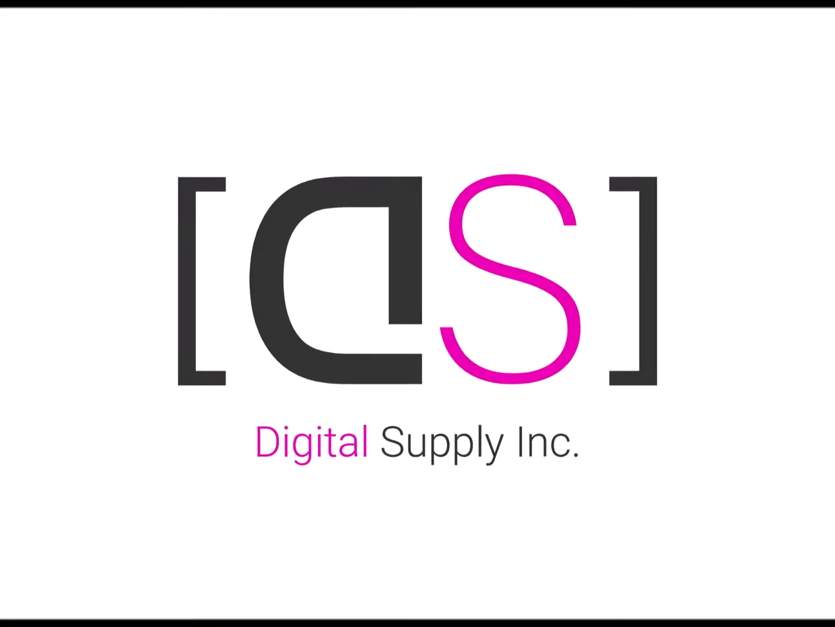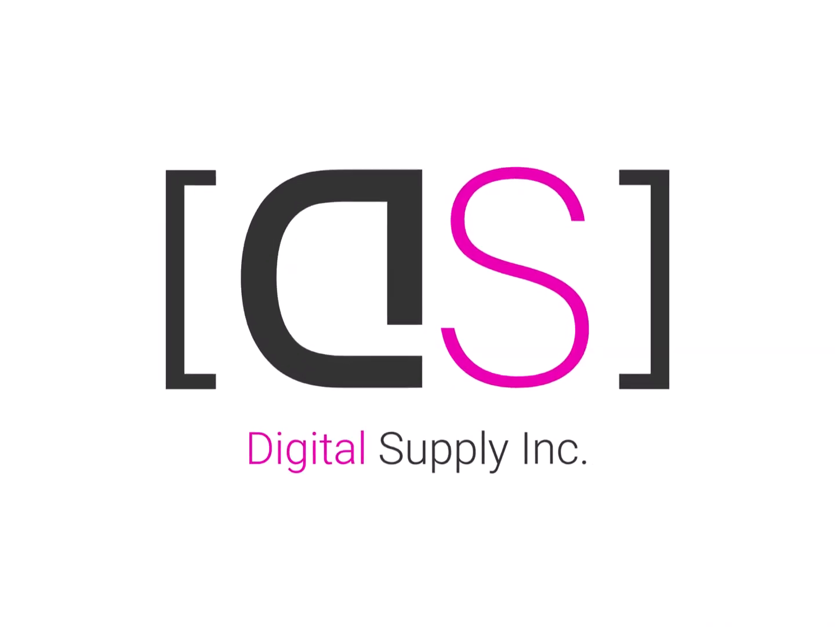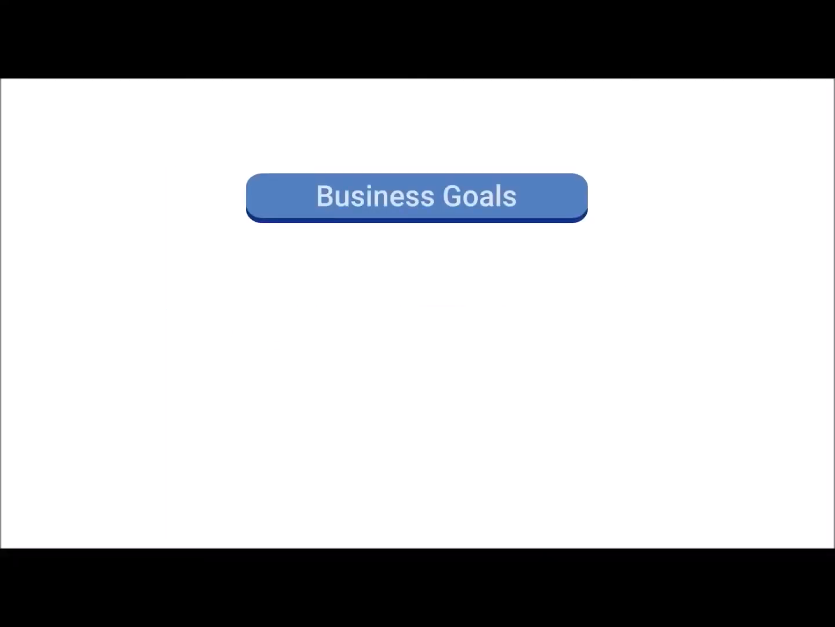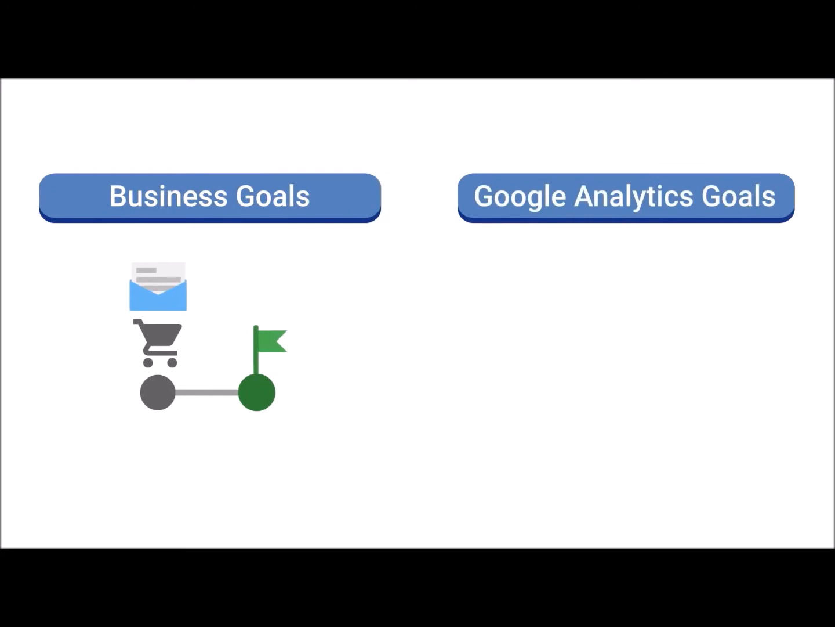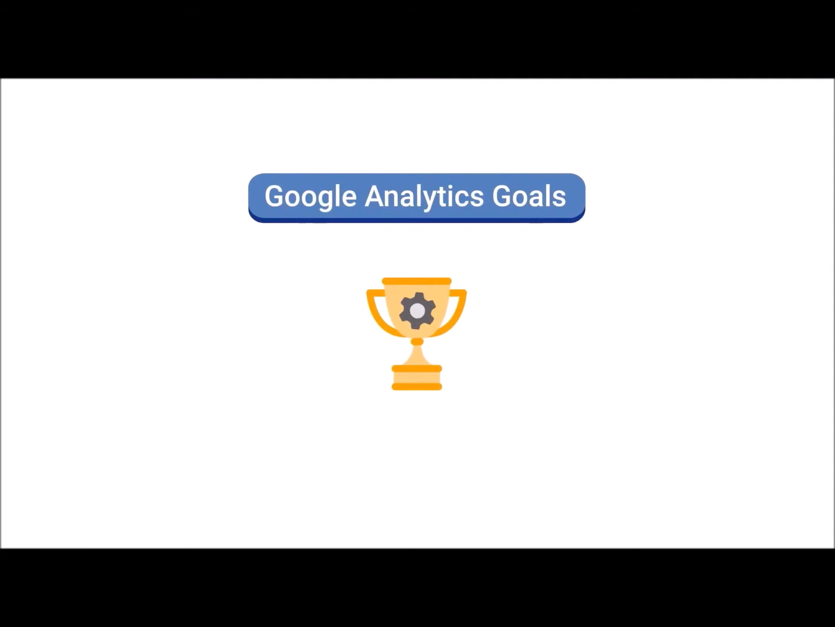Before we set up a goal in Google Analytics, let's draw a distinction between two types of goals: business goals and Google Analytics goals. Business goals are actions you want your user to take on your website. Each time a user completes one of your business goals, we call this a conversion. This could be signing up for a newsletter or buying a product. But in Google Analytics, you use a feature called goals to track these conversions.